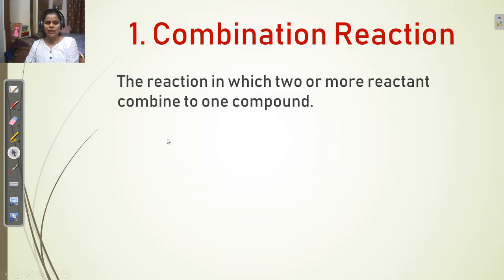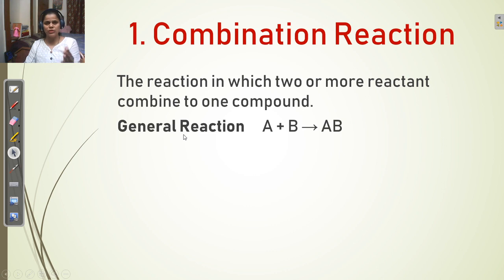Let's see the general form of the combination reaction. The general form is A plus B equals AB. That means here A and B are the reactants. They combine and form the new compound AB. Okay, let's see the examples.